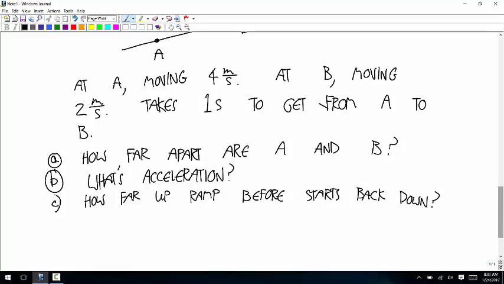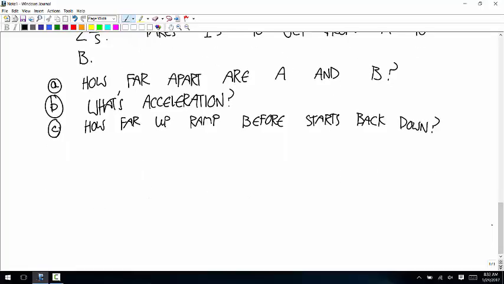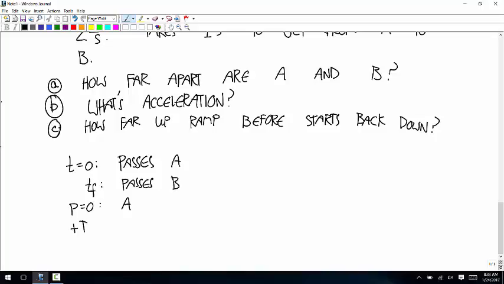All right, so the first thing we're asked for is how far apart are these points? Let's choose our time equals 0 instant to be when it passes A, our time final instant to be when it passes B. Our position equals 0 is A, and our positive direction is up the ramp.